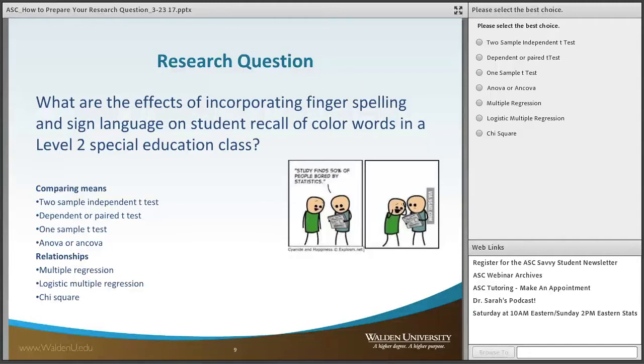And the cartoon, I hope you're looking at, saying that study finds 50% of people bored by statistics. Outrageous. What kind of study would that be? Well, one sample if we were going to try to do something, because it's already been proclaimed that 50% of the people are bored by statistics. 100% of us have said ANCOVA or ANOVA. This would not be wrong if you just compared the two groups at the end.